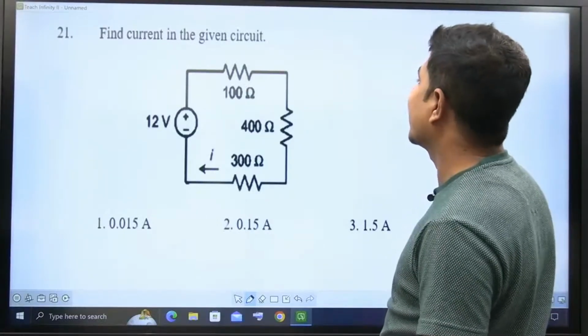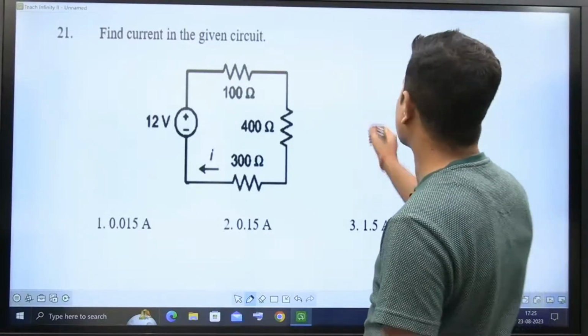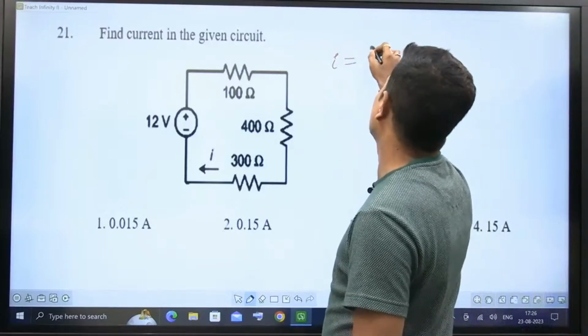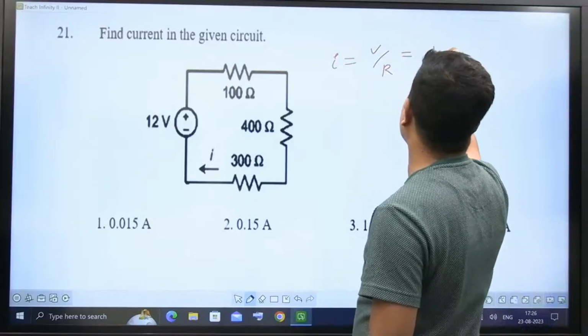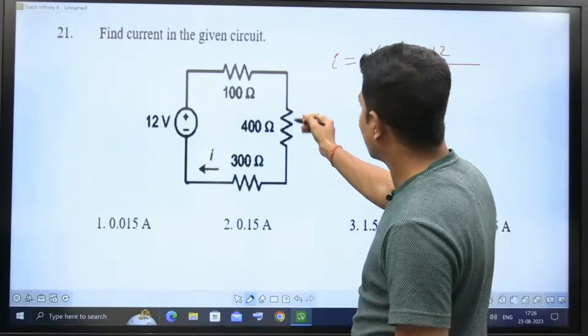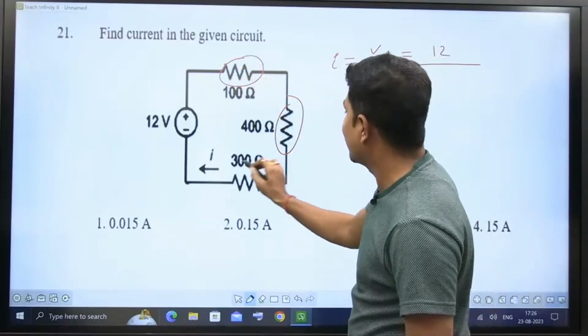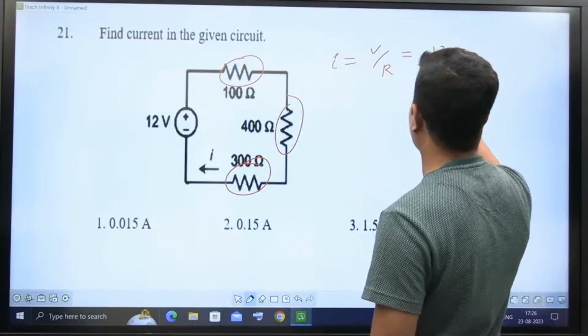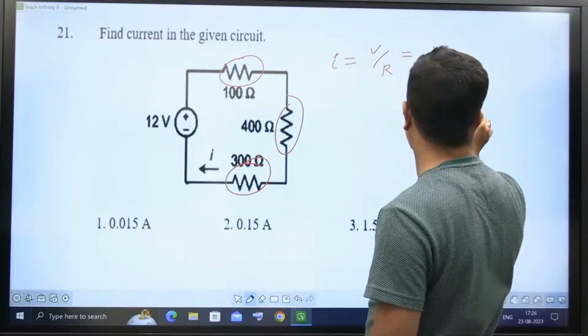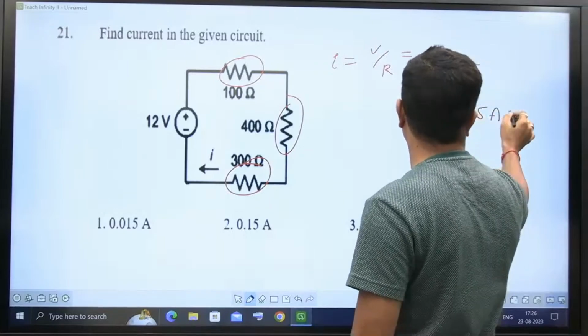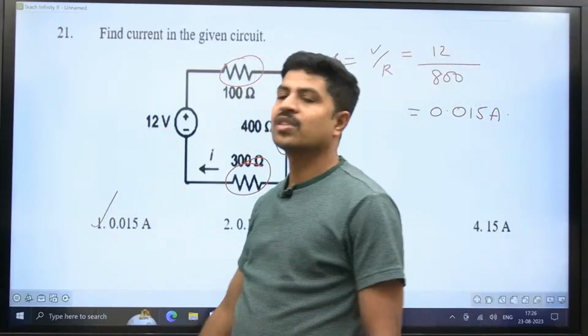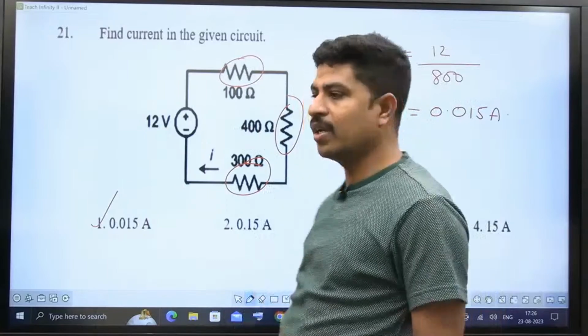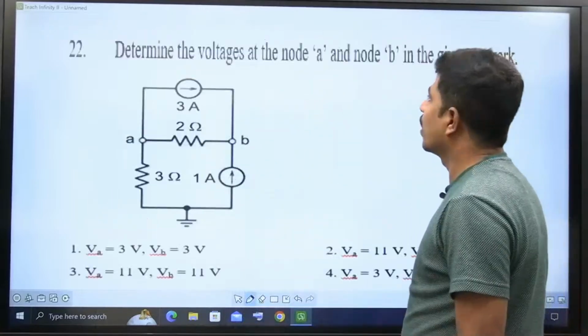Find the current in the given circuit. This is also a direct question. Ohm's law: I is equal to V by R. What is the voltage? 12. By total resistance, all three resistances are in series. So 300 plus 400 plus 100, it will be 800. 12 by 800 means 0.015 amperes. It is choice 1. Choice 1 is perfect for the given question. Yes, let's go to the next question.